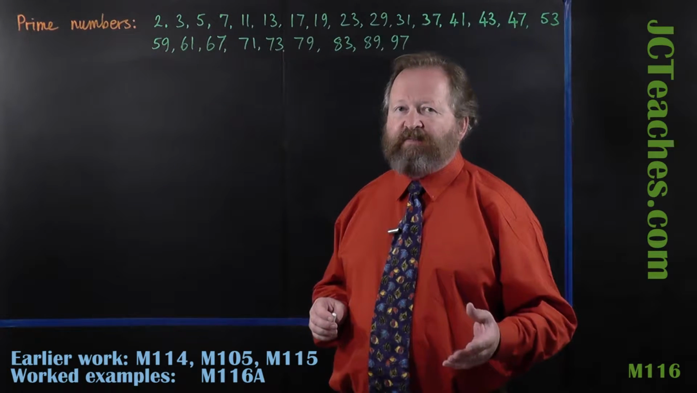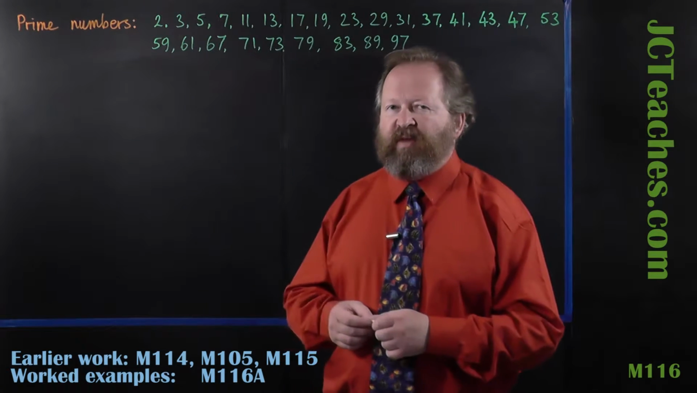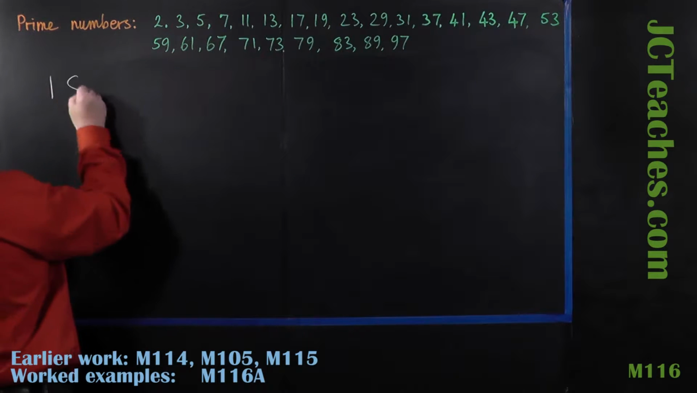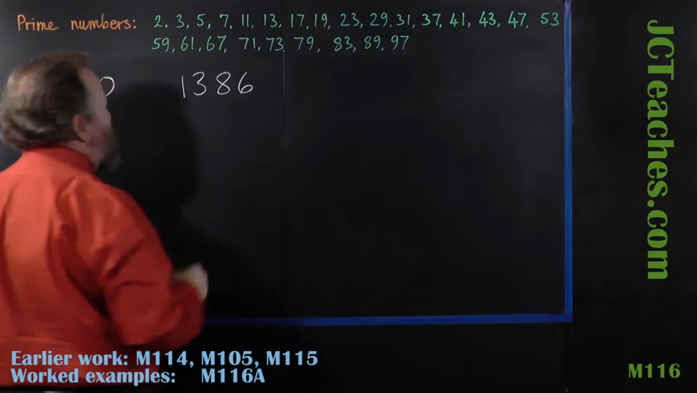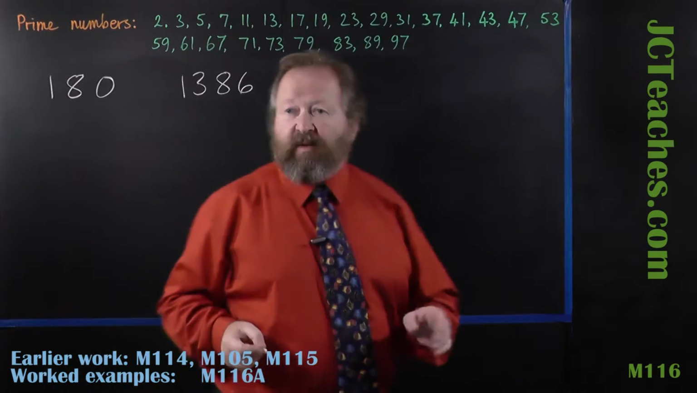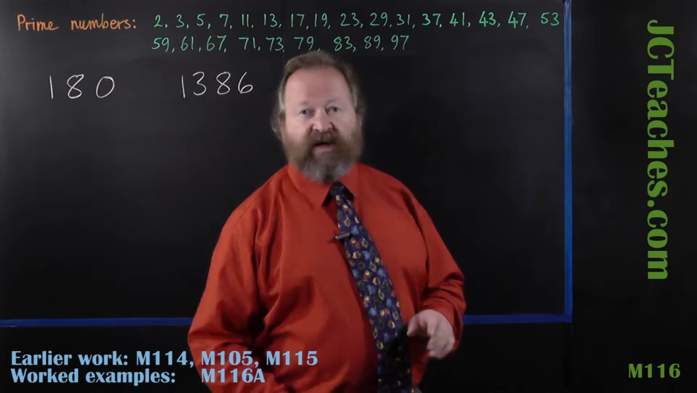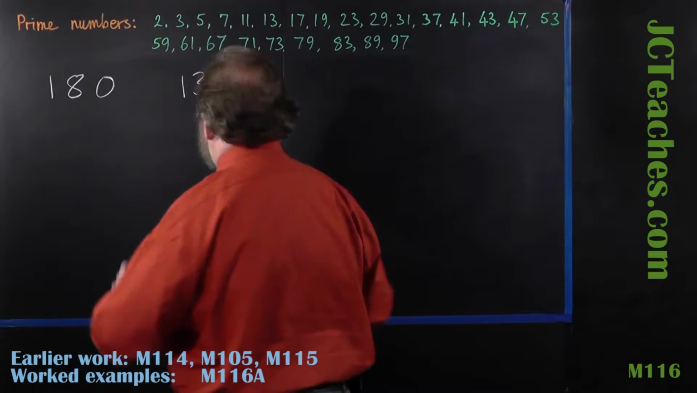So, firstly, as an example, I'm going to use the numbers 180 and 1386. And I need to be able to list all the prime factors of each of those numbers. So I'm just going to work out the prime factors of each of those numbers over here. Then we can put them over there.